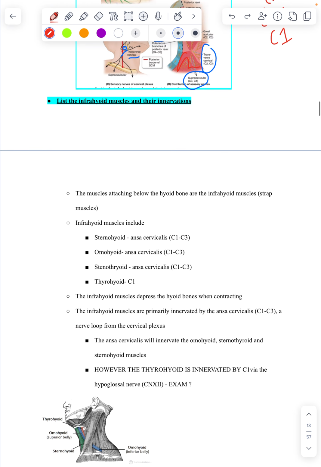Infrahyoid muscles, so below the hyoid. These are the ones that have the names going from bottom to top: sternohyoid, sternothyroid, thyrohyoid, omohyoid. The key difference is these are all ansa cervicalis. And just like we said, this one is not. It's just C1.